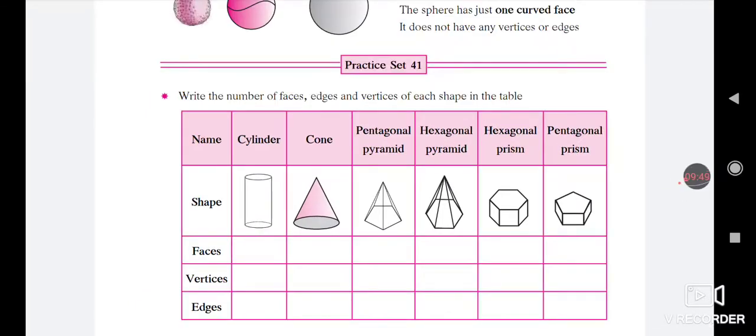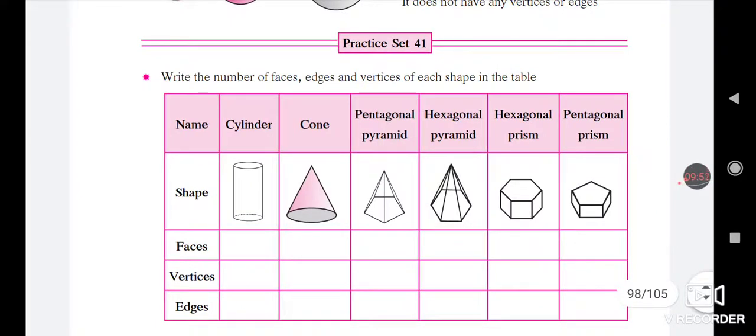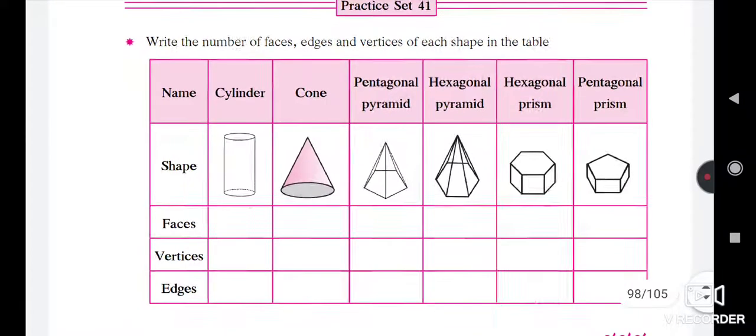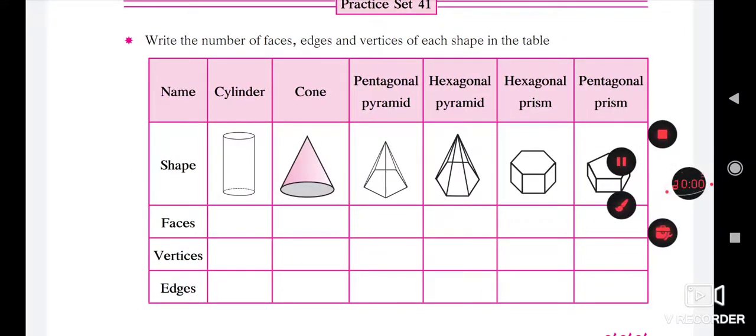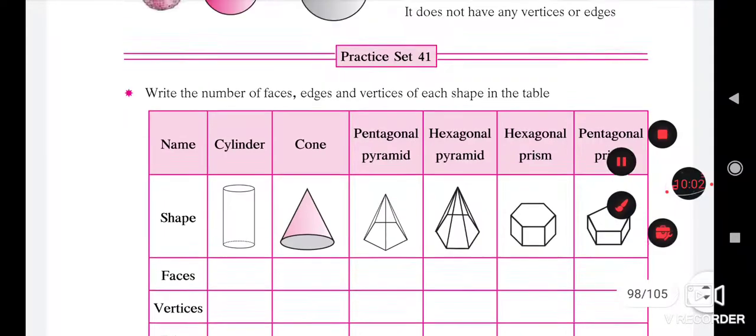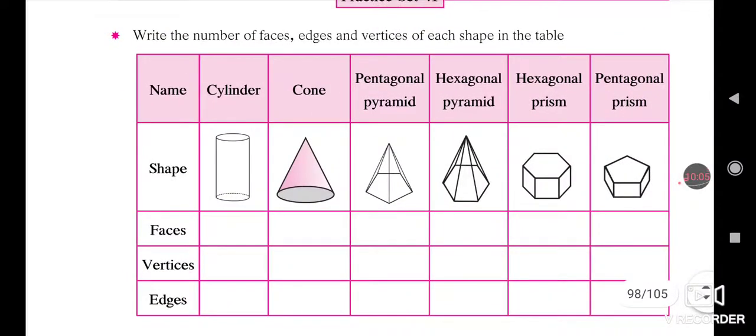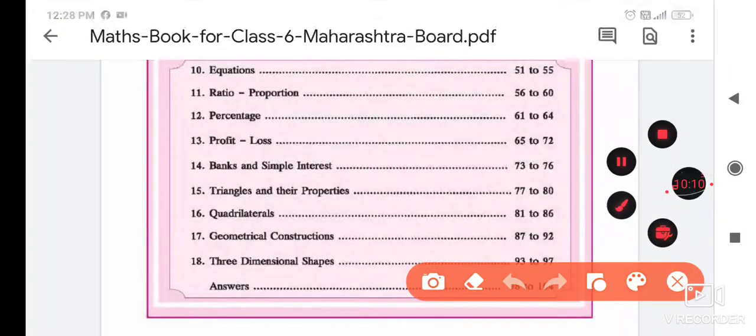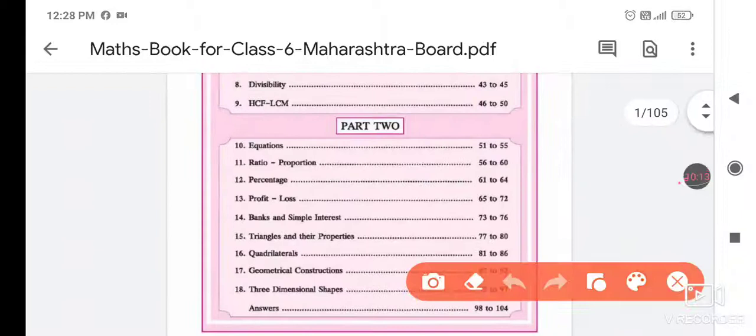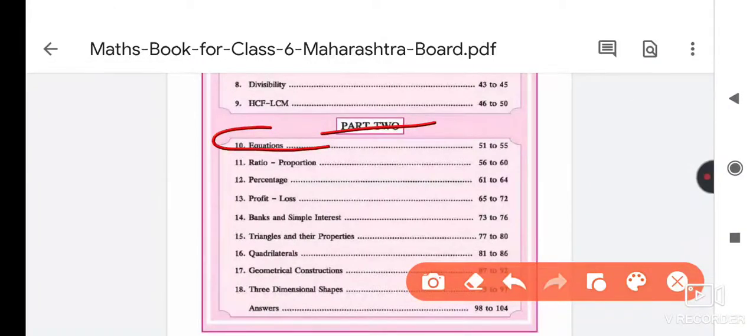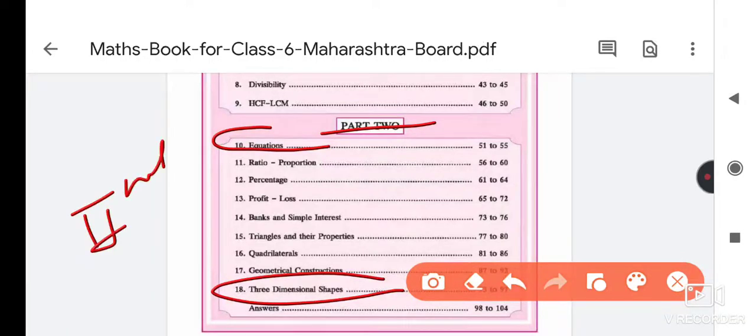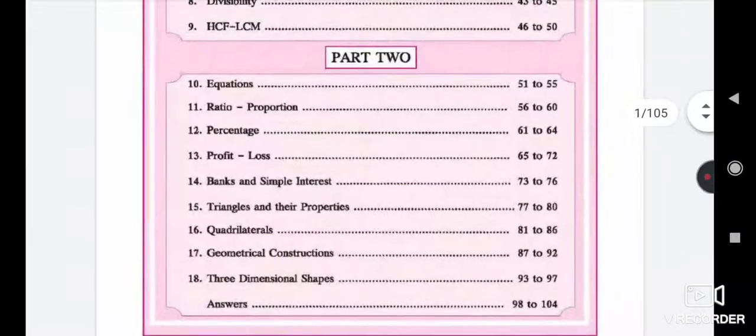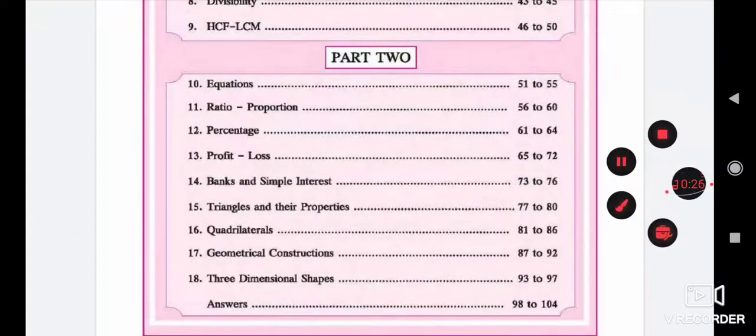In this way, we have to complete practice set number 41, and with this our syllabus is over. There is a video on shapes that I will send you on the group to understand it, because some faces remained to be shown to you. So all of you complete this, our syllabus is over. And for our exam, how many lessons are there? In part 2, from lesson number 10 to 18, all lessons are there for our second semester. So all of you study these lessons for the second semester. Today we will stop here. Thank you and have a good day.